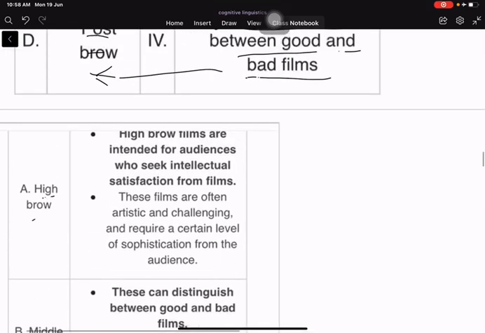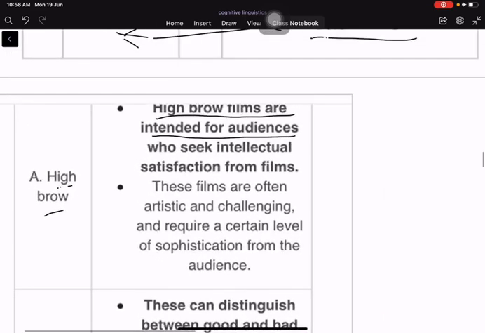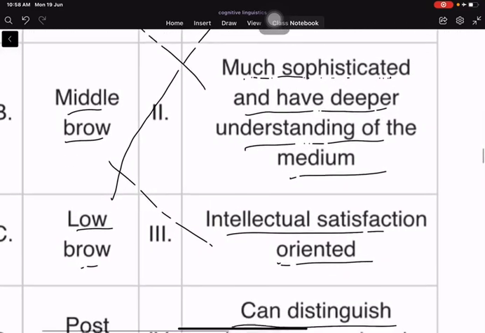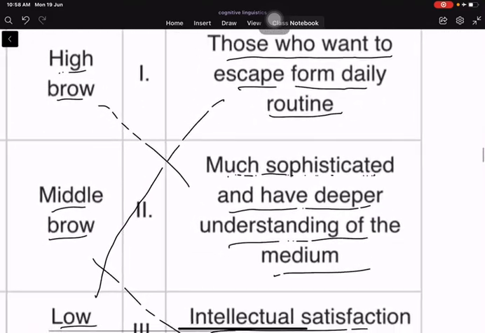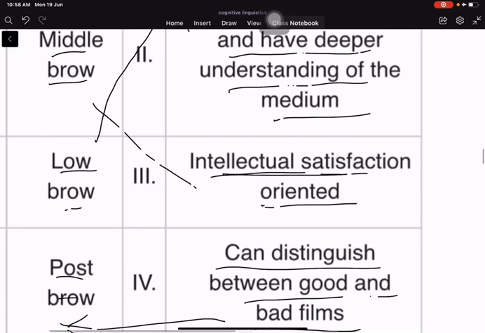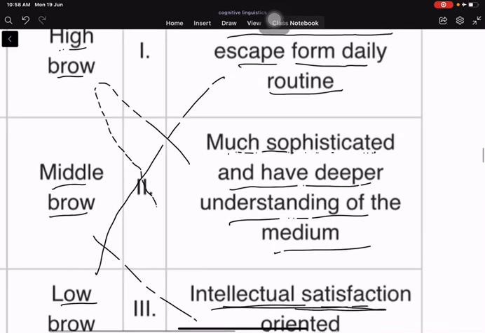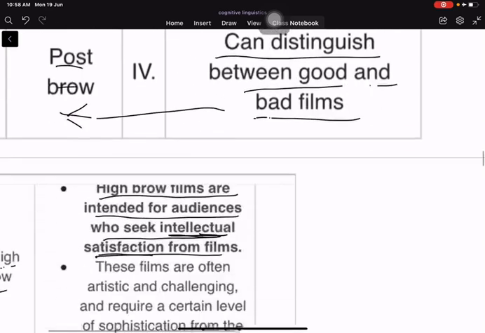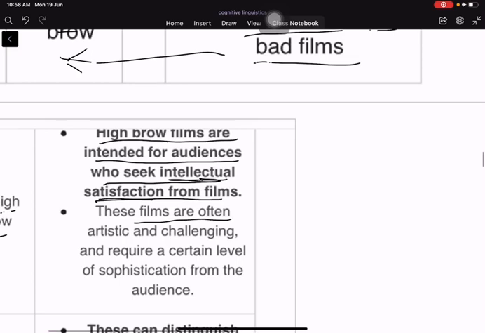Let's see, highbrow. Highbrow films are intended for audiences who seek intellectual satisfaction from the films. So, intellectual satisfaction oriented is highbrow, right? These films are often artistic and challenging and require a certain level of sophistication from the audience.